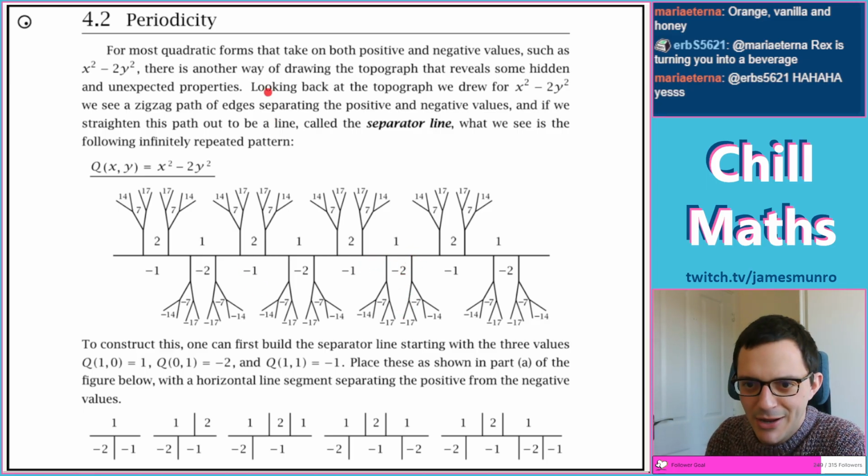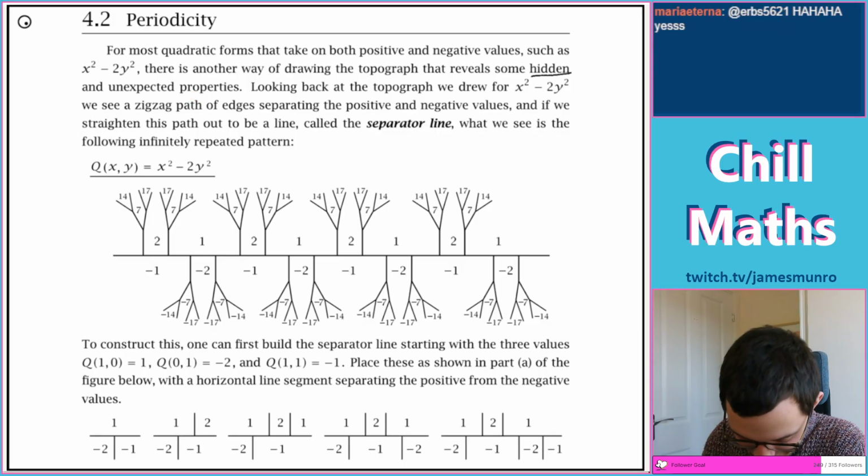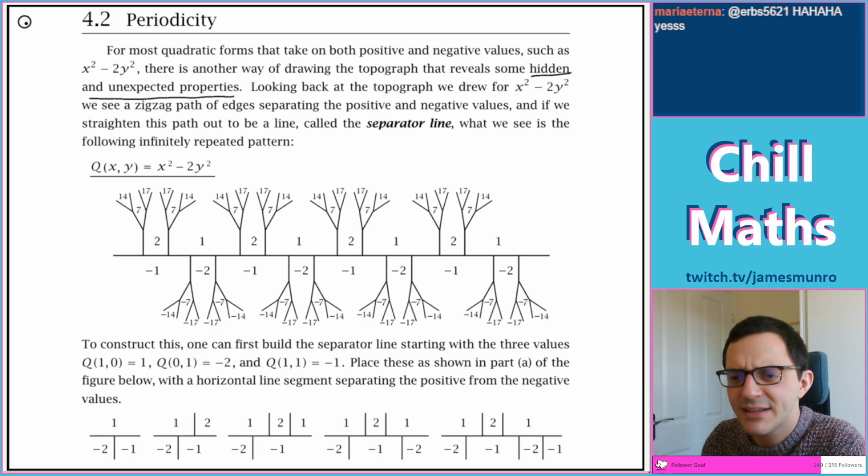Okay. For most quadratic forms that take on both positive and negative values, such as this, there is another way of drawing the topograph that reveals some hidden and unexpected properties. That is what we're here for. We are always here for hidden and unexpected properties. Let's underline that as an exciting thing to be finding out about.